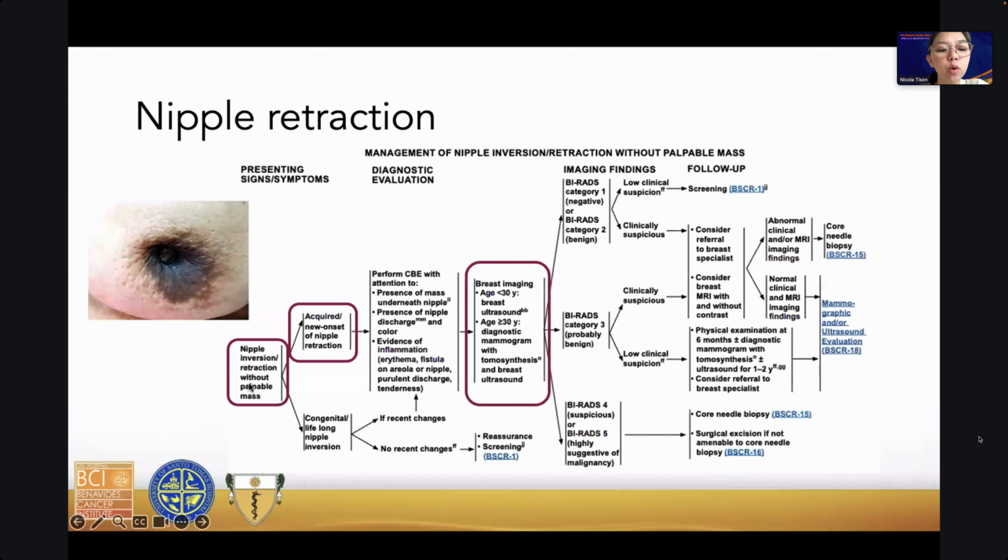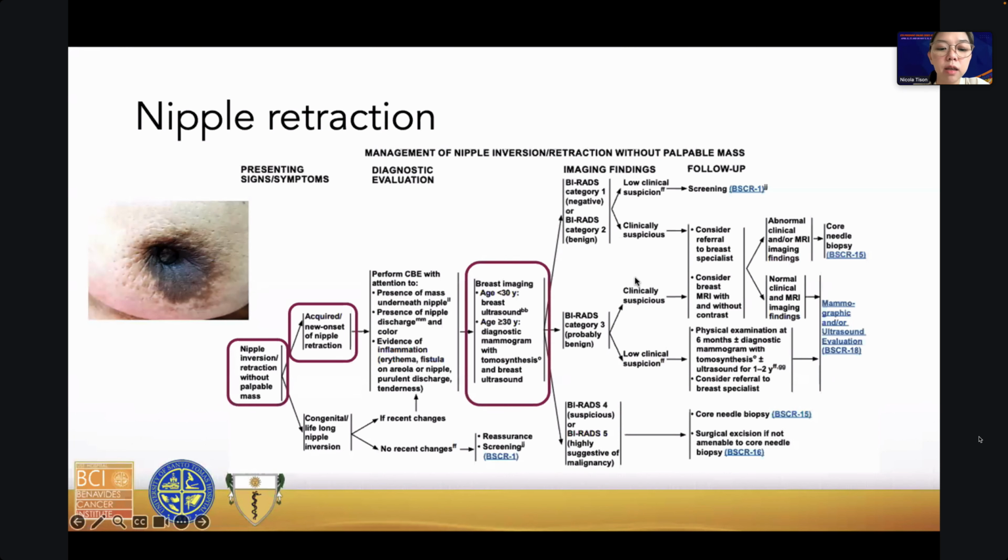So if you have any new onset nipple inversion or retraction, which the patient claims has no palpable mass, which is new onset. So we have some patients who have inverted nipples ever since, but if you have new onset changes, then very important is to do a clinical breast exam. A lot of times they'll claim there's no mass, but actually maybe majority of the time you will actually palpate a retroareolar mass. You also try to check for any nipple discharge, and as well check for any signs of inflammation or infection. It might just be an infectious process.